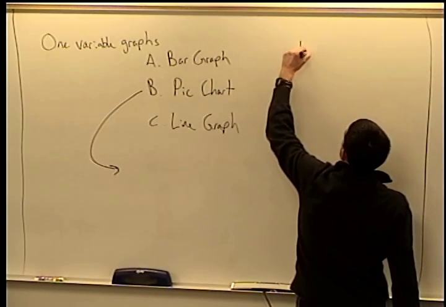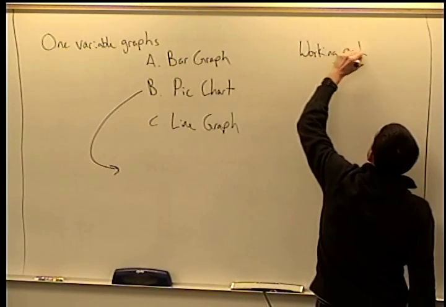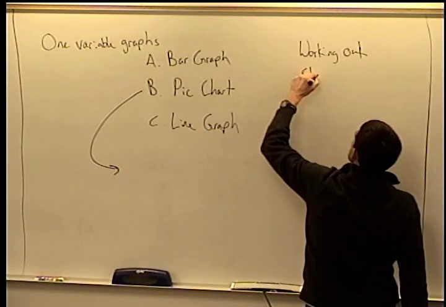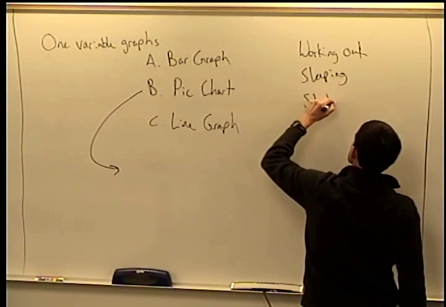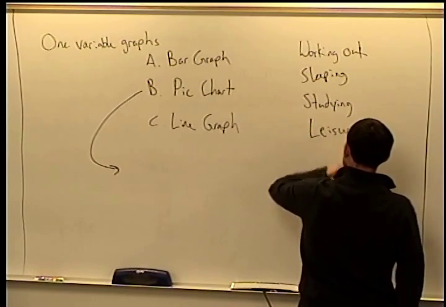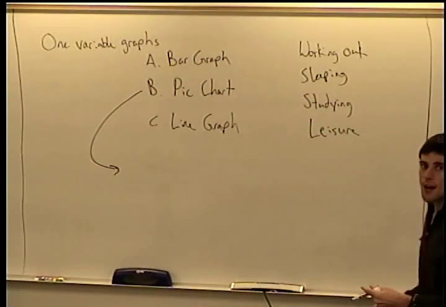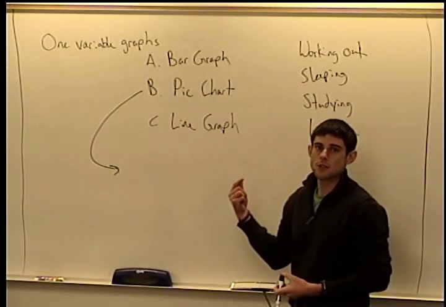So you have working out, sleeping, studying, and leisure. Okay, so you have those 4 things, and I'm having you track what you do for 100 continuous hours.